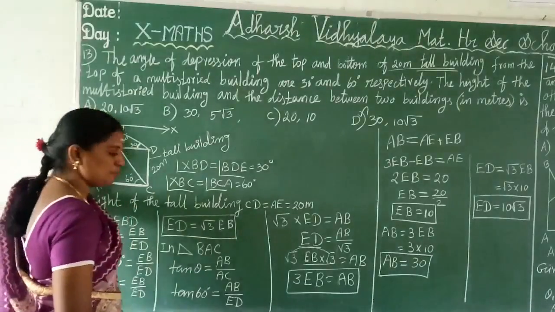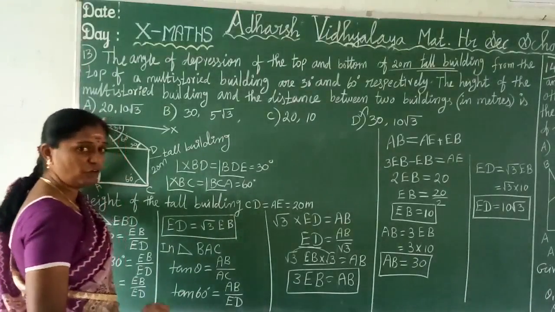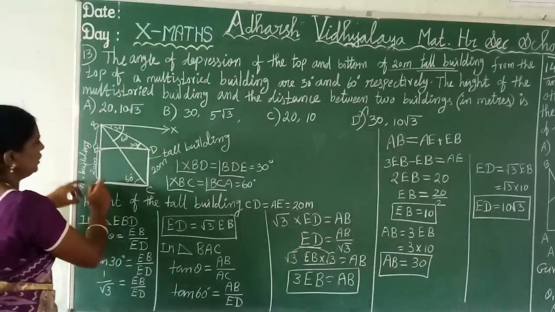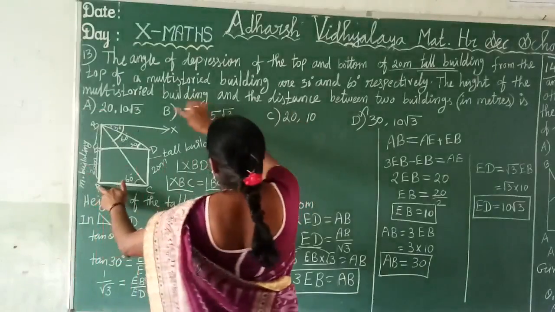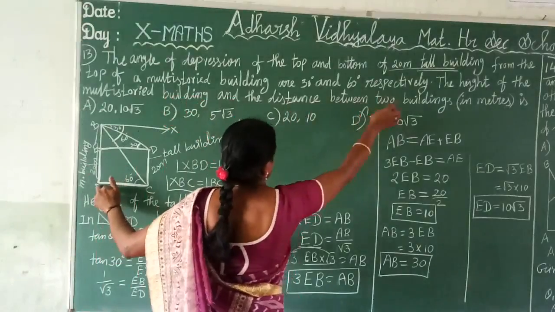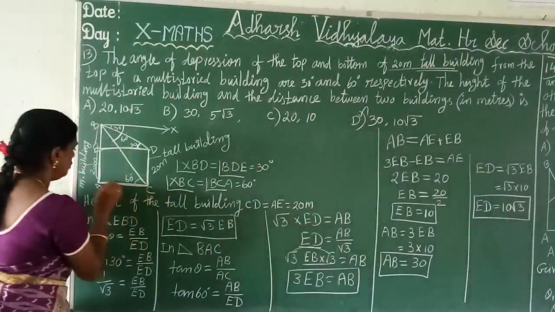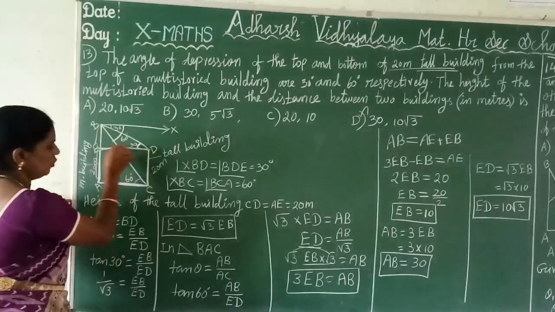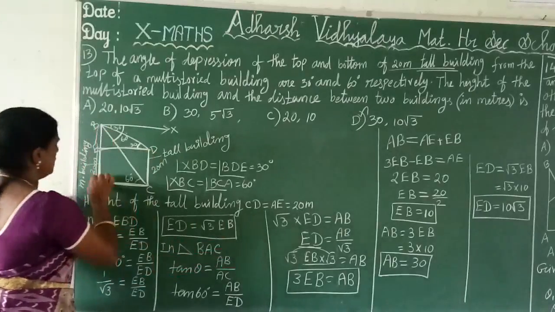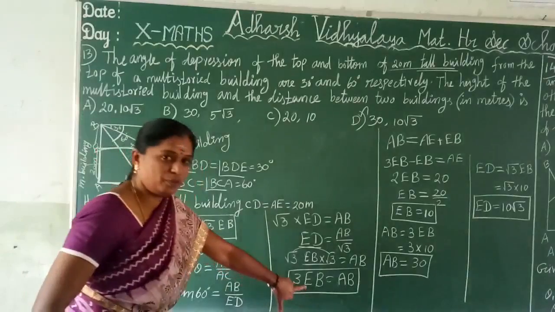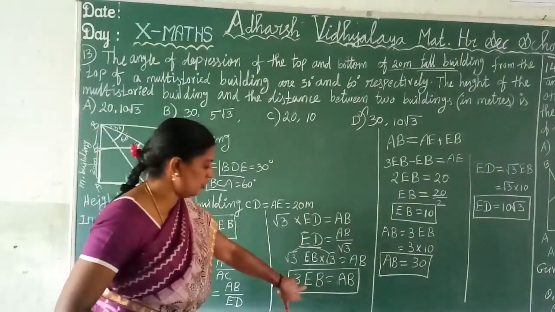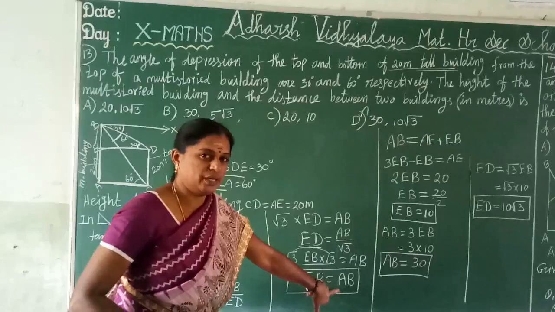What we want to find is the height of the multi-storied building and the distance between the two buildings. Distance between two buildings means AC or ED. These two we want to find. Now, AB is 3 EB, so first we need the EB value. Then only can you find the height of the multi-storied building.